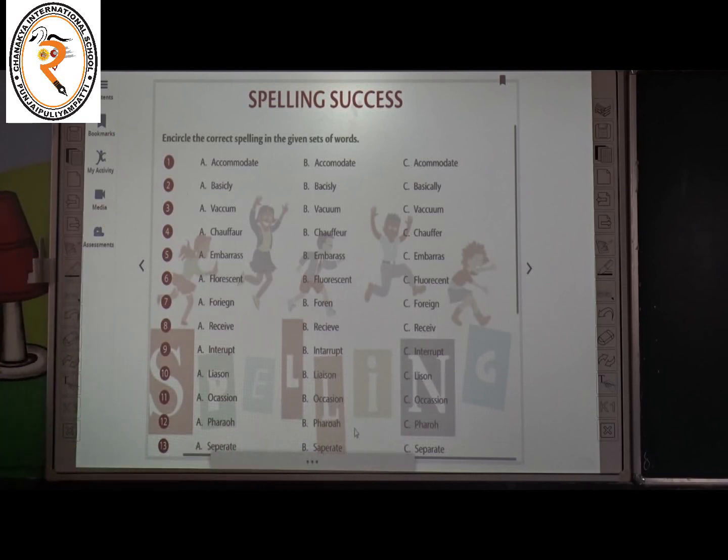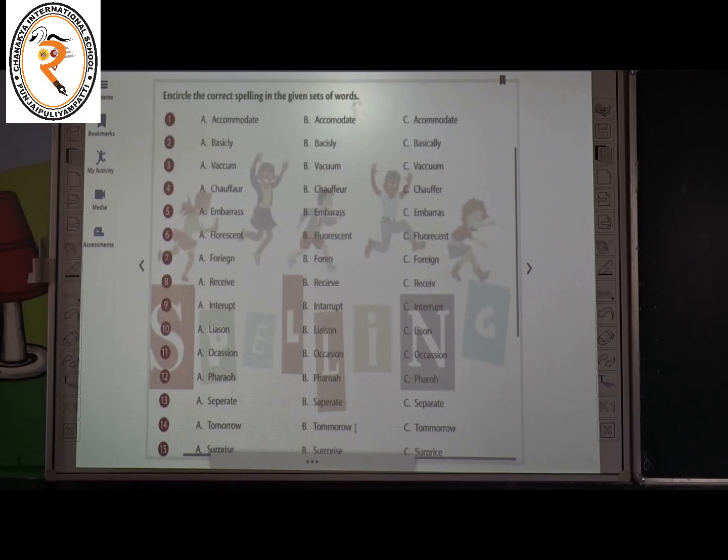And the tenth one, liaison. What is the correct spelling for liaison? It is B. And the 11th one, occasion. The correct spelling for occasion is B. O-C-C-A-S-I-O-N. So you have to encircle B. And the 12th one, para. The correct spelling for para is A. So you have to encircle A. And the 13th one, separate. The correct spelling for separate is C.